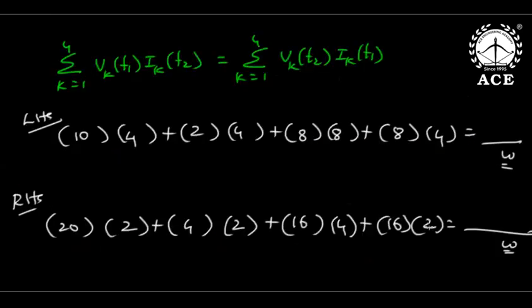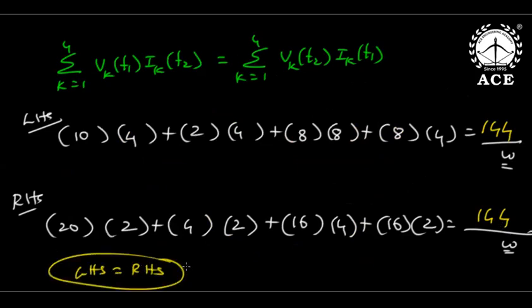Now you check both. You should get 144 watts. This is the proof. So left hand side is equal to right hand side. So we verified Tellegen's theorem for time variance also.